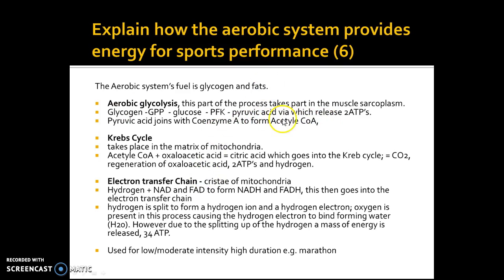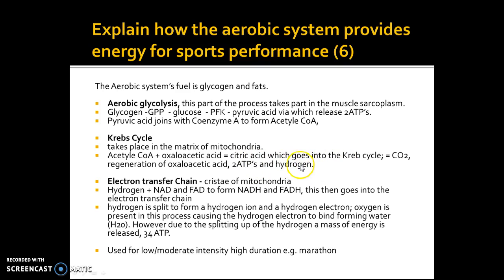Once you've got that coenzyme A, at that point it enters the Krebs cycle, in the matrix of the mitochondria. Acetyl-CoA plus oxaloacetic acid forms citric acid in the Krebs cycle. In the Krebs cycle, CO2 is produced and expired. Regeneration, because there's oxygen present, of oxaloacetic acid, 2 ATP and hydrogen. So 2 ATP is going to give us our energy, and then we go to hydrogen.